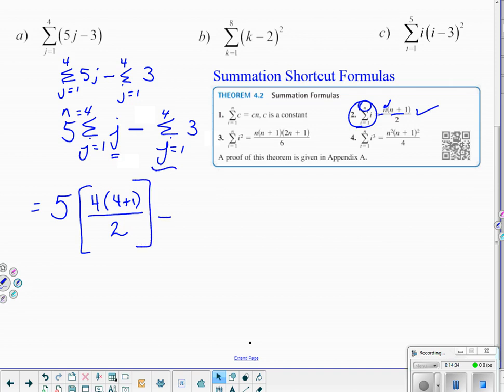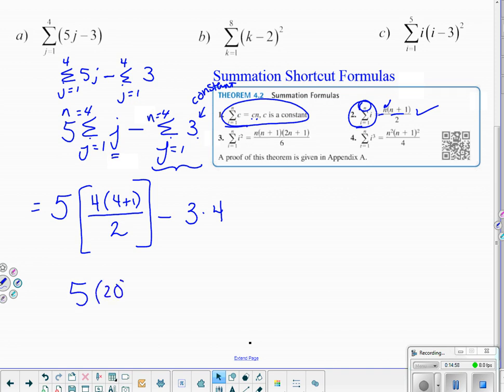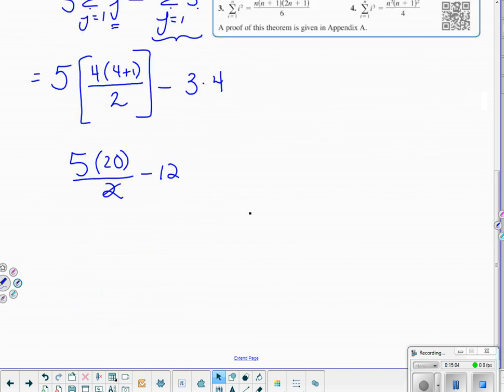Minus, now I'm going to go into my second summation. I have a constant here, so I'm going to use the constant formula, this guy, which simply says you're going to take your constant, my constant is 3, and multiply it by n. Well, once again, my n was 4, so 3 times 4. And then now let's just simplify. We'd have 4 times 5 is 20, divided by 2 minus 12. And 2 goes into 20 10 times, so we're looking at 50 minus 12. Oh, that gets me 38. And these are all equivalent, so I can write equal signs.